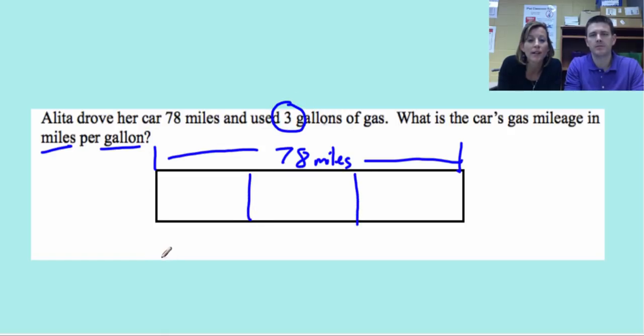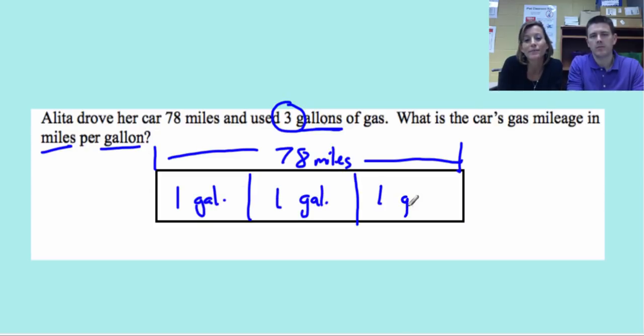Good. Now we have to label each section 1 gallon. There you go. 1 gal. Make sure your label in here is the units of what you're dividing it up in. We don't want the answer written in here. We want to show that each one of these is one of the 3 gallons that we broke it up into.